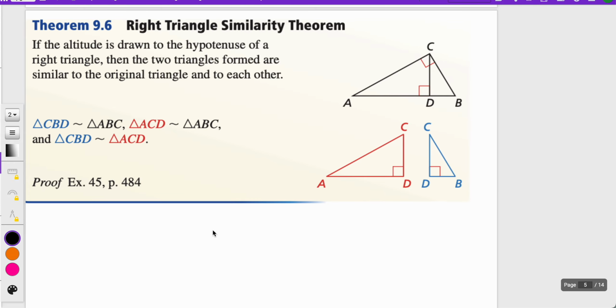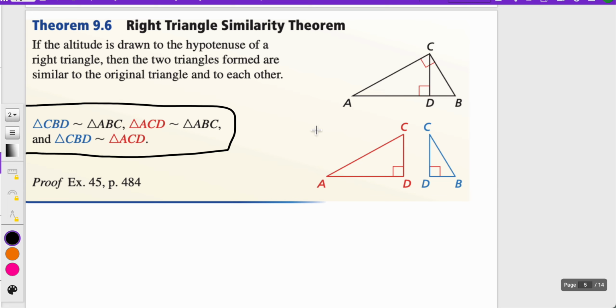This is on your theorem sheet. You might want to copy down just the pictures and similarity statements that I have here. It just states if the altitude is drawn to the hypotenuse of a right triangle, then the two triangles formed are similar to the original triangle and to each other.